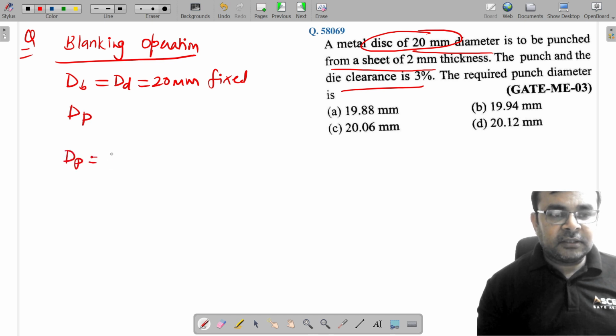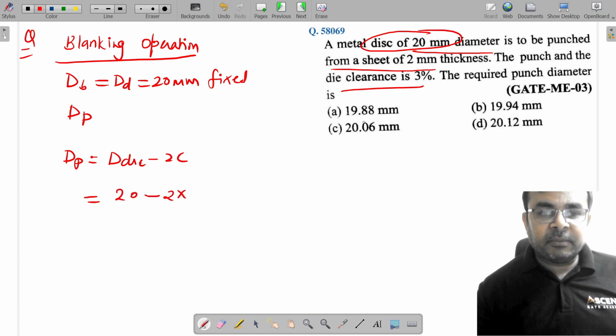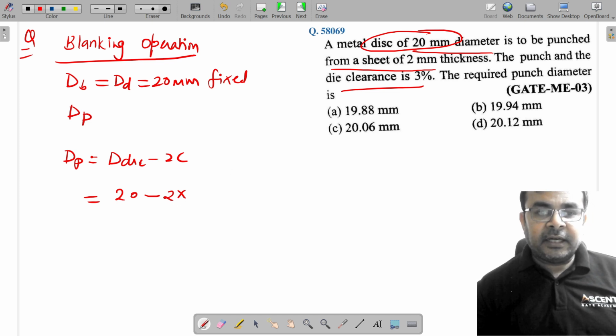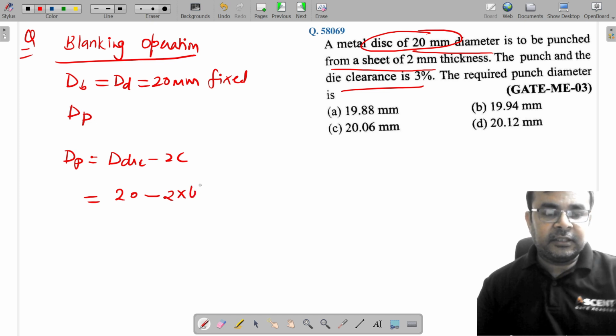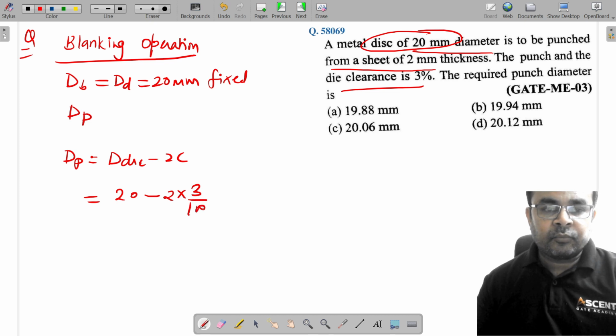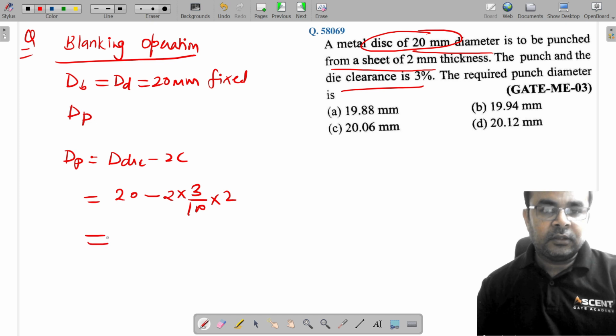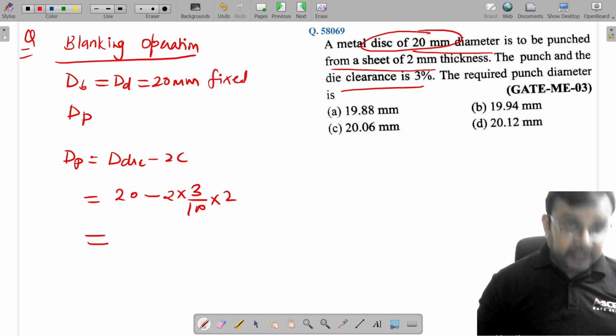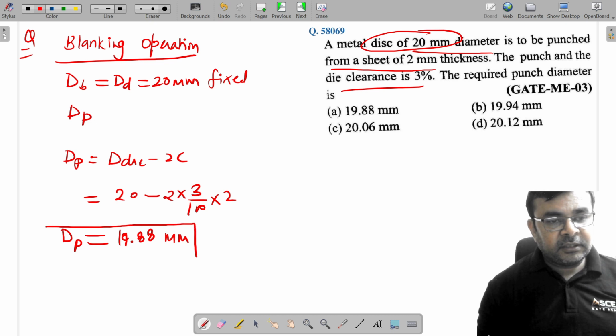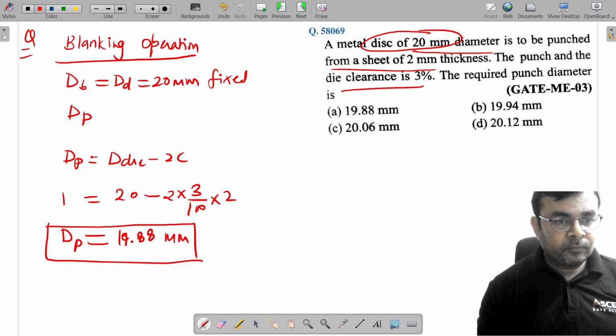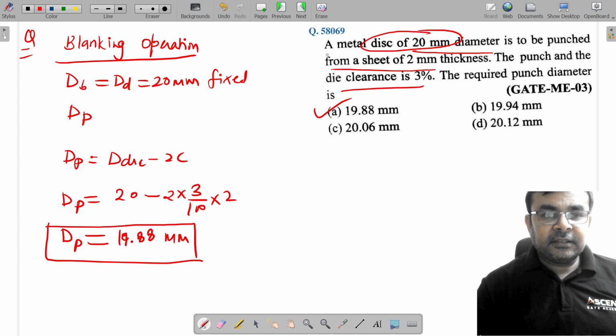So the diameter of the punch is nothing but the diameter of the die minus 2c, and this is 20 minus, what about clearance? The punch and die clearance is 3% of sheet thickness. So can I say this is 3 by 100 into the sheet thickness, that is 2. When you solve this, we get 19.88 mm as the right answer. So the correct answer is option A.